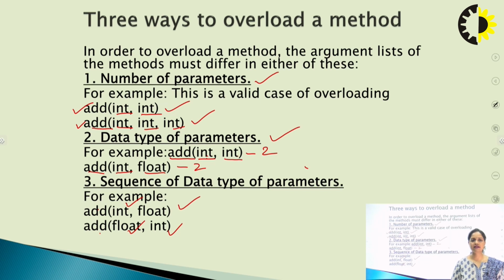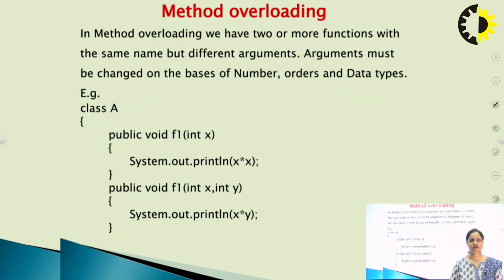So let's come to a programming example for method overloading. For example, we have a class A, and in this class A we have a method named f1 having only a single parameter x of type integer. And what is the body of this method? The body contains the multiplication of this parameter x, and we are printing that value over here.